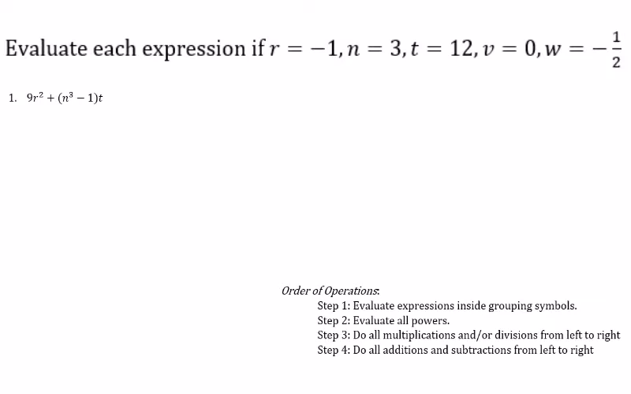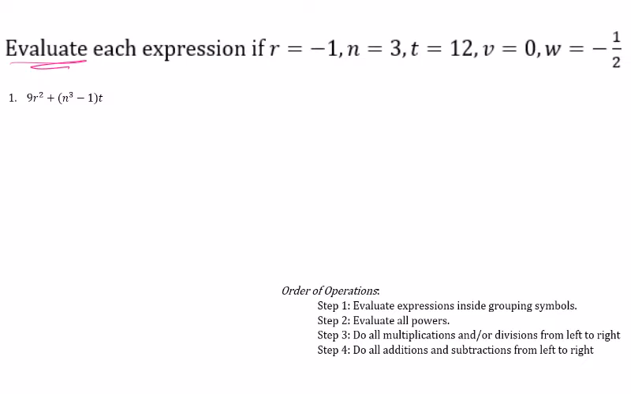So let's go through a few examples. Evaluate each expression if r is equal to -1, n is equal to 3, t is equal to 12, v is equal to 0, w is equal to -1/2. Basically we're trying to evaluate the expression. Evaluate just means find the value of, at least in a math context. All we're doing is taking these values that they give us for the variables and substituting them in for these variables in the expression, and then we're going to just use order of operations to go from there.